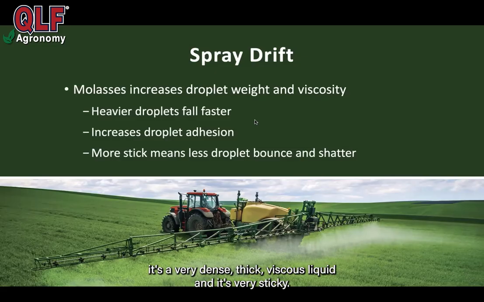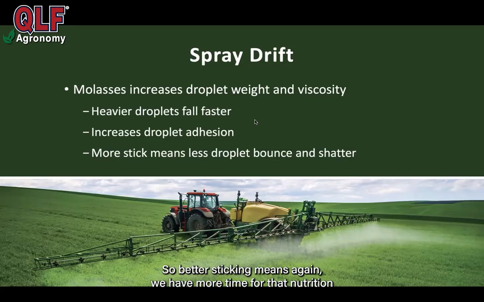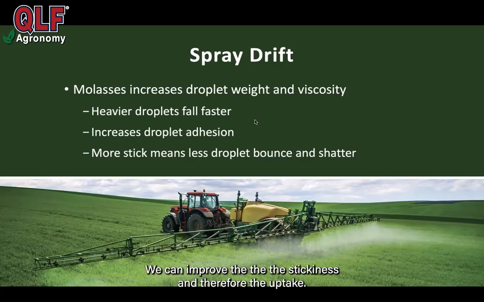Of course, it's a very dense, thick, viscous liquid, and it's very sticky, and that stickiness helps it adhere to the leaf surface. Better sticking means, again, we have more time for that nutrition to be absorbed in case there is rain around the corner, or the next day some of that nutrition might get washed off. But with a wetter sticker there, which molasses really helps with, we can improve the stickiness and therefore the uptake.